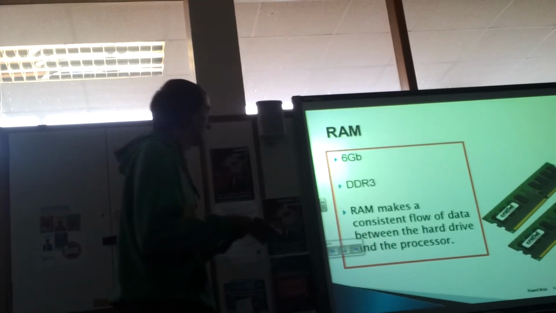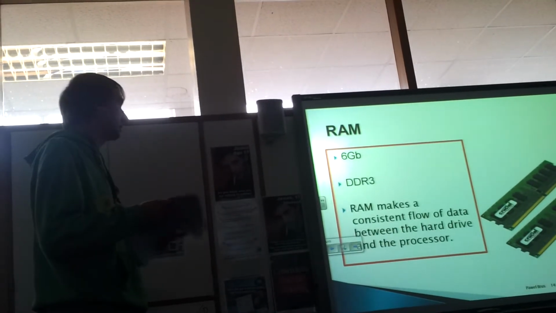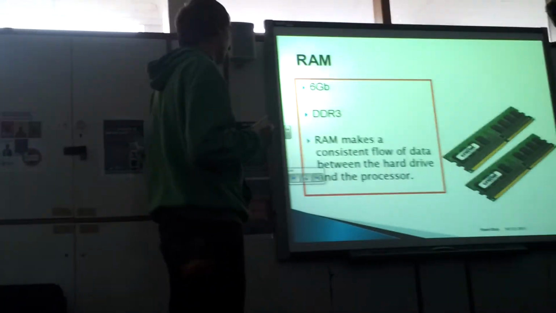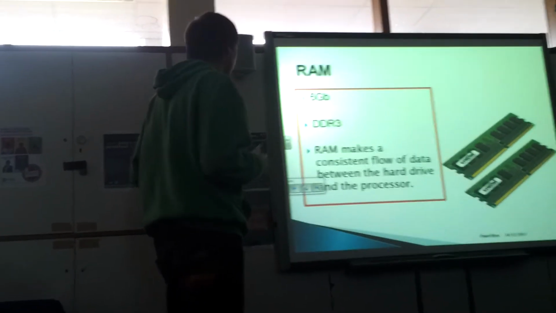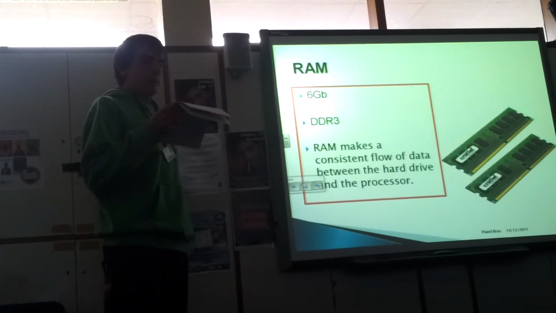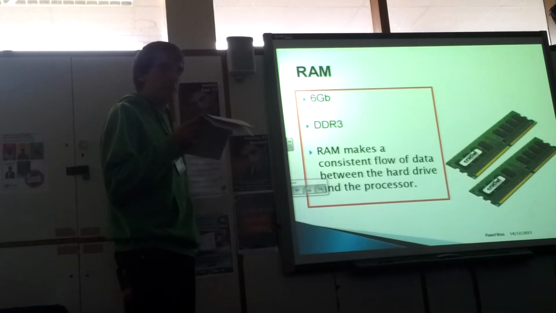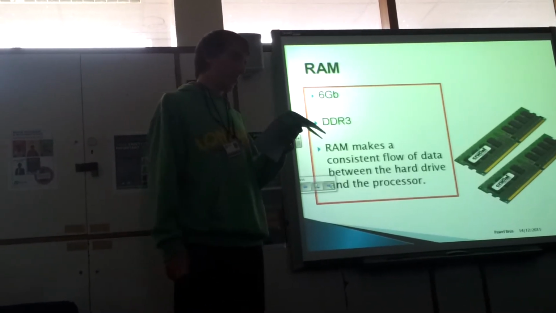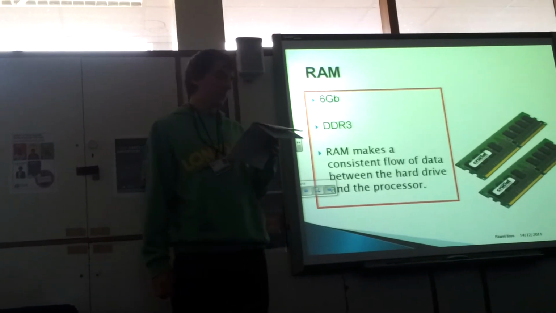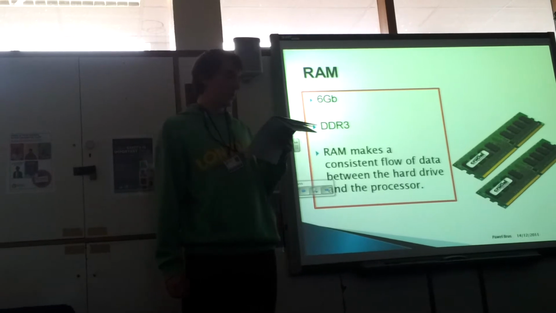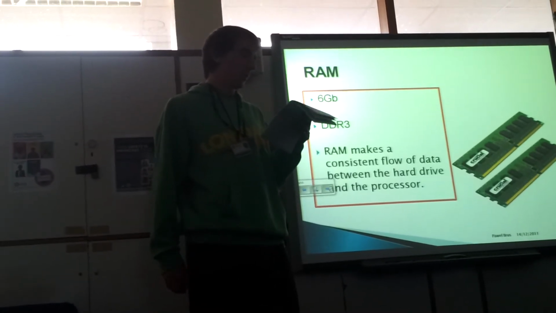The RAM is 6 gigabytes. The DDR3 RAM makes a constant flow of data between the hard drive and the processor. When you are working with an application on the computer, the application makes use of memory space to do its work. This is where the data is stored and given to the CPU for processing.